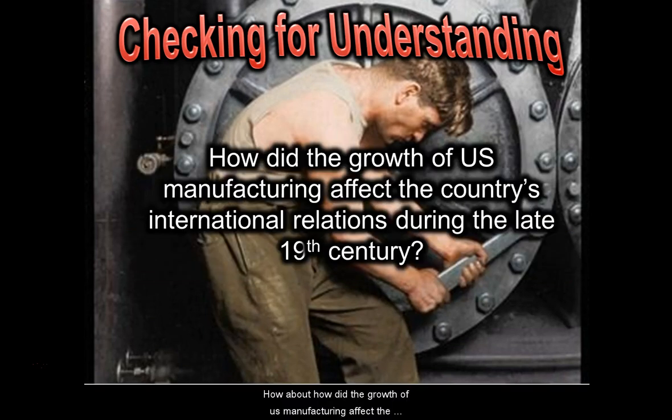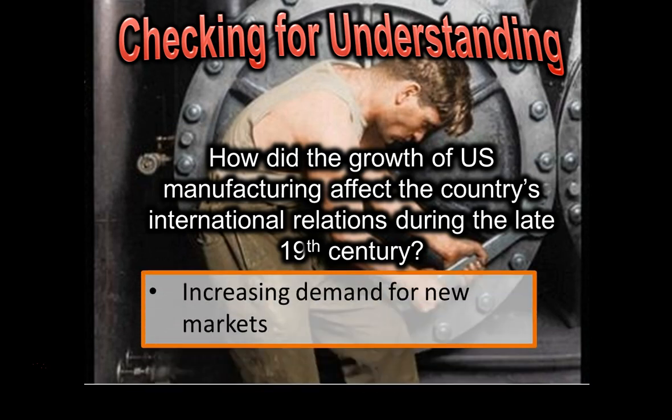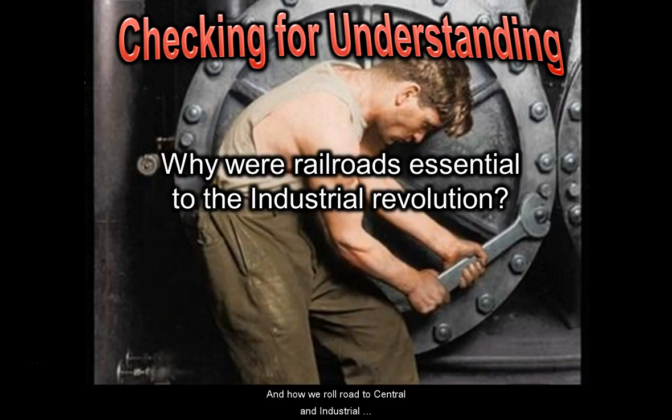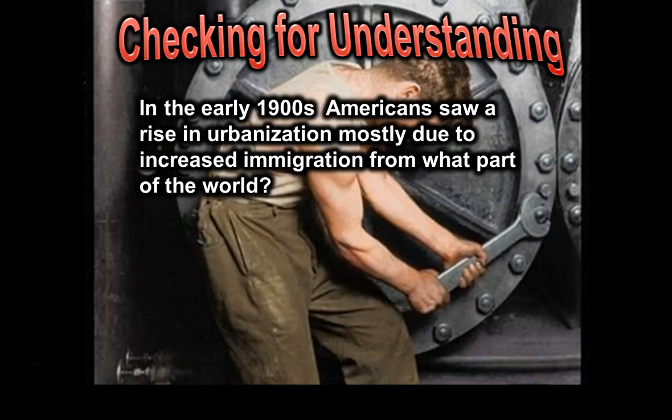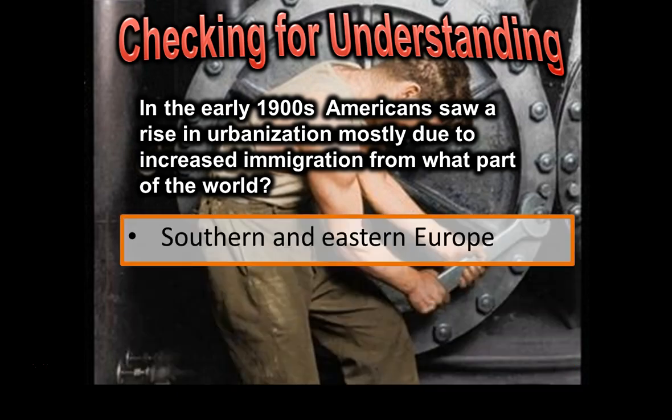How did the growth of U.S. manufacturing affect the country's international relations during the late 19th century? And how were railroads essential in the Industrial Revolution? Go ahead and pause it here. Check to see if you know. All right. In the early 1900s, Americans saw a rise in urbanization, mostly due to increased immigration from where? And China. That's not on here.